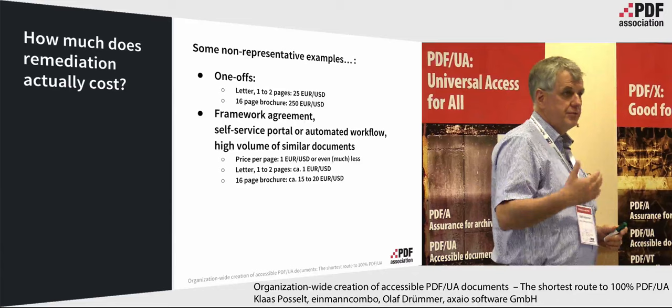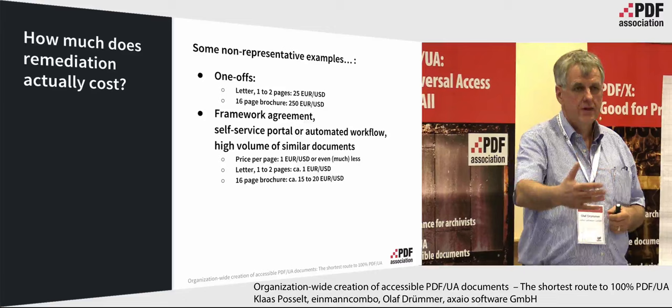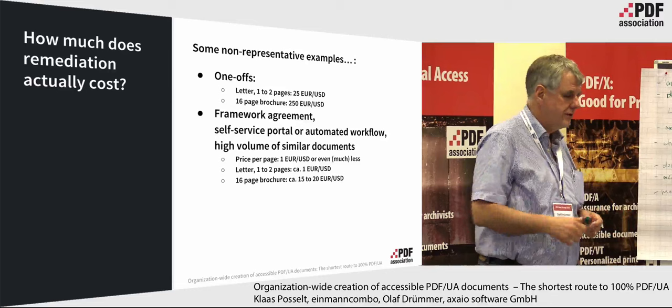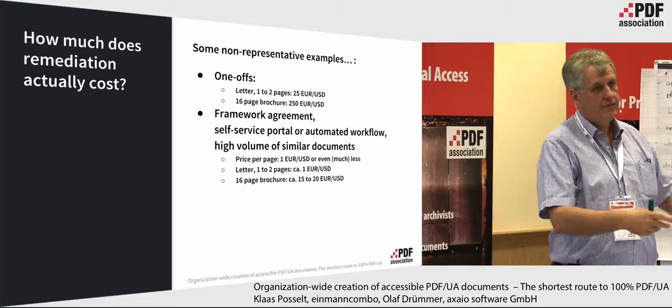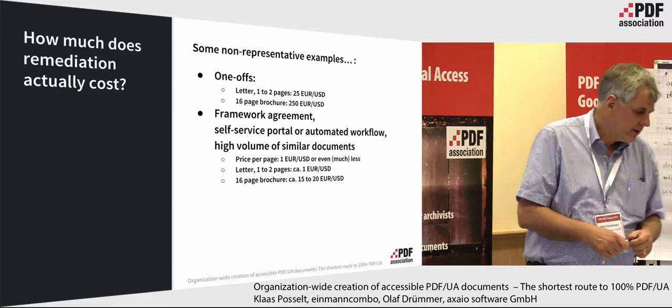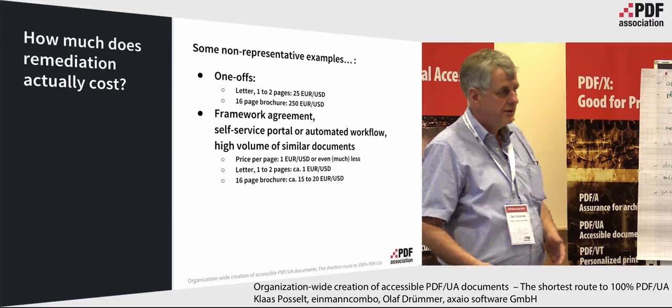But if you can establish a process where you have a service provider that does all this for you, you have an established process for how you hand over documents, maybe a self-service portal or some automated workflow, a hot folder or something, and they get pushed to the service provider, and they push it back once they have done their job. They can operate in a much more efficient manner. They can allocate people accordingly, so there are certain people waiting for stuff to be done, as opposed to wondering when the next letter is coming, maybe tomorrow. And then prices go down to something like a price per page of, let's say, 1 euro. It will always depend on how complicated documents are, but the average page could be down to 1 euro or even less if you have volume.